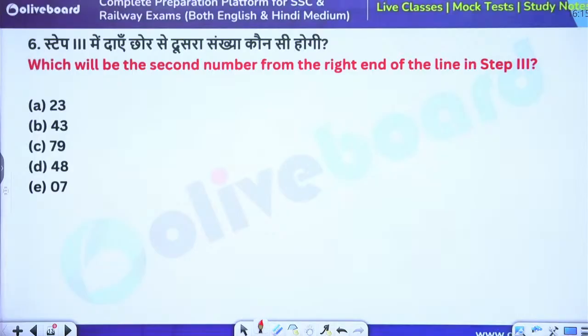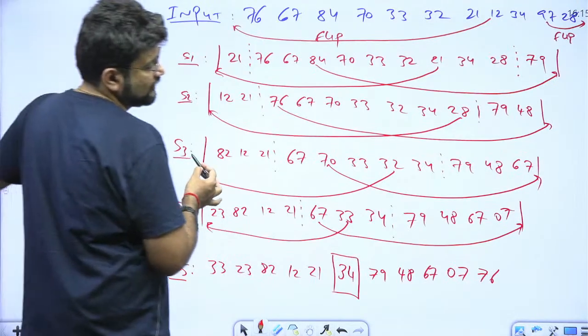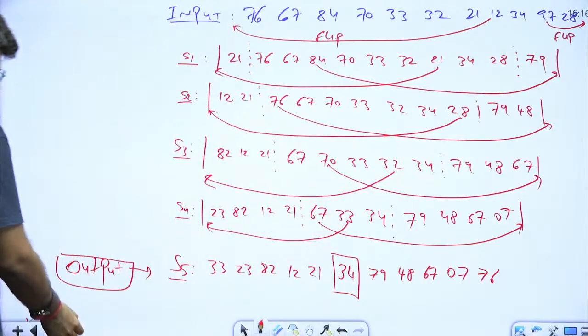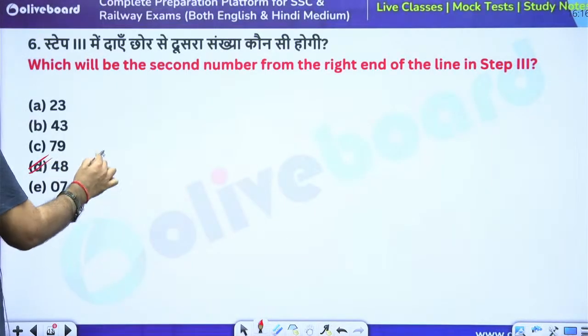Which will be the second number from the right end of the line in step 3? In step 3, the second number from the right end is 48. So 48 is my correct answer. Option D is the right answer.